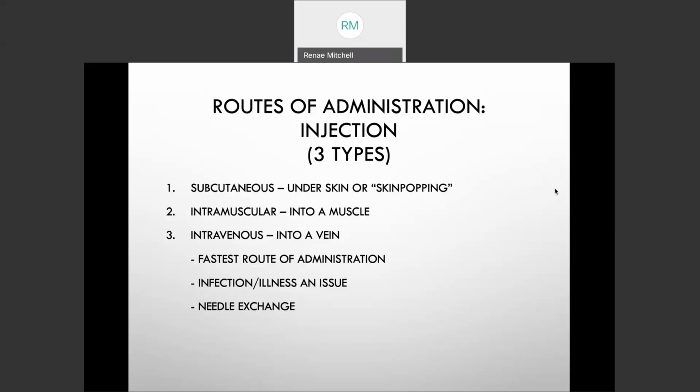Intramuscular administration is into a muscle. The flu shot, for example, has to go into a muscle in your upper arm, and that's what causes that muscle ache after you get the flu shot. And then intravenously, or into a vein, is another type of injection.